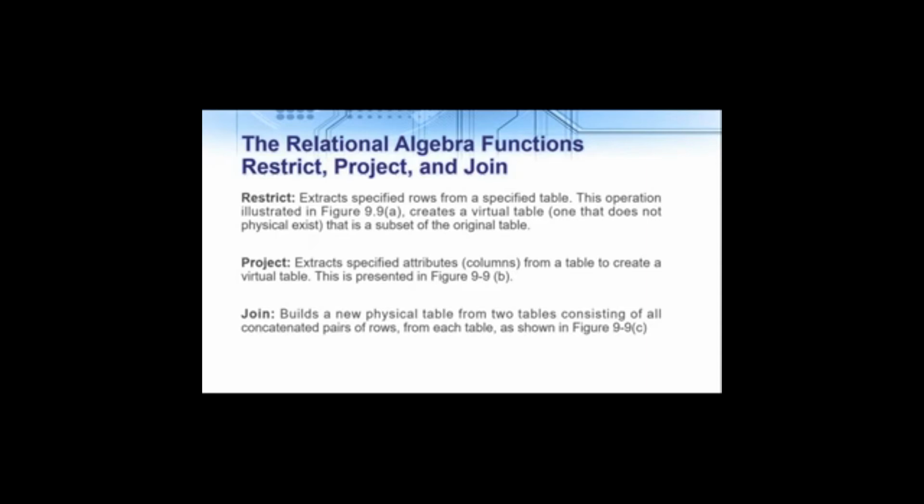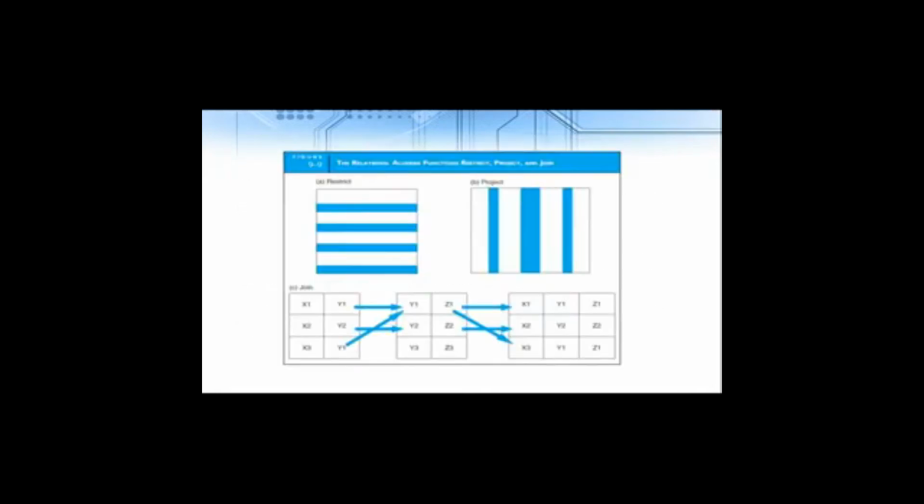Join builds a new physical table from two tables consisting of all concatenated pairs of rows from each table, as shown in figure 9-9c. So this is an example of the relational algebra functions restrict, project, and join.